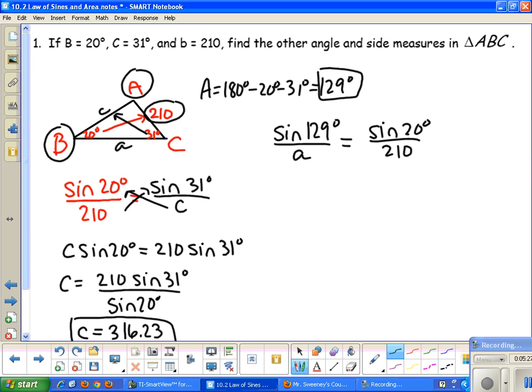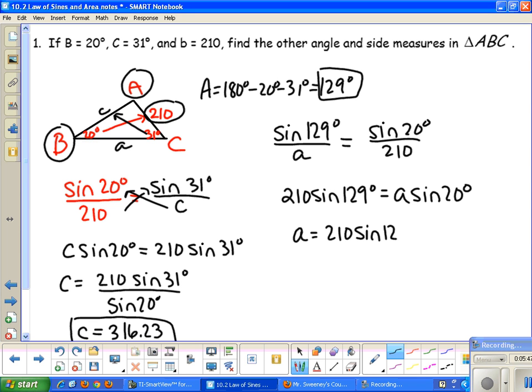Just in case I made a mistake finding C, I don't want to use that one when I'm solving. So for this one, we cross multiply, we get 210 times the sine of 129 degrees equals A times the sine of 20 degrees. Divide by the sine of 20 degrees, and you get A is equal to 210 times the sine of 129 degrees over the sine of 20 degrees.